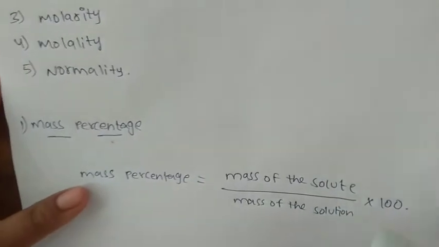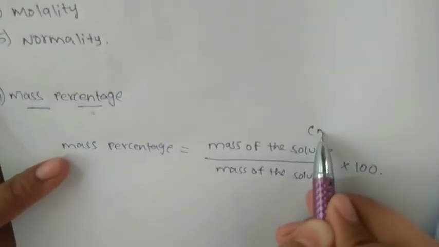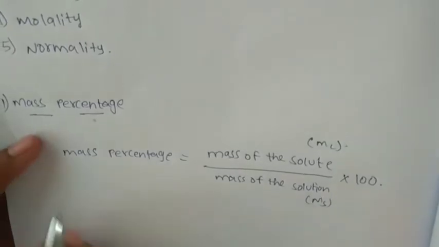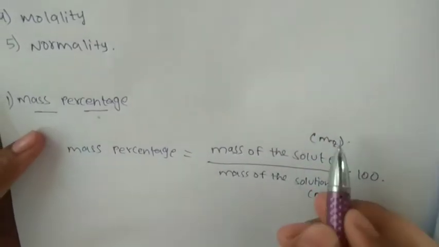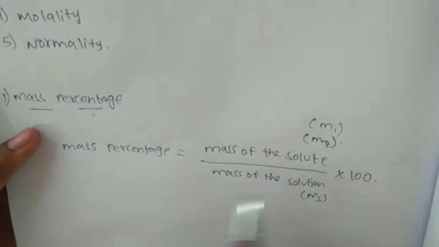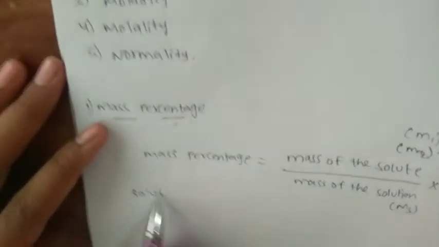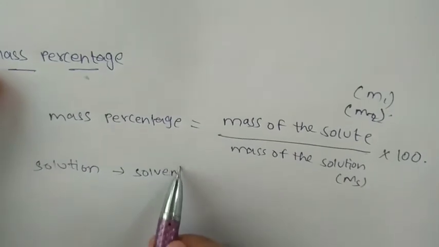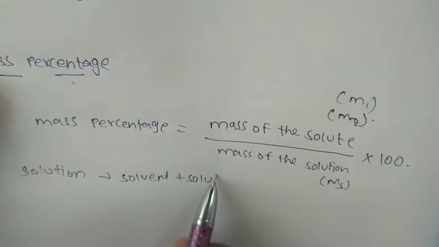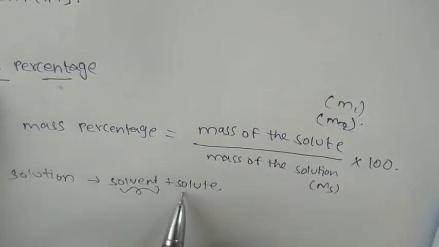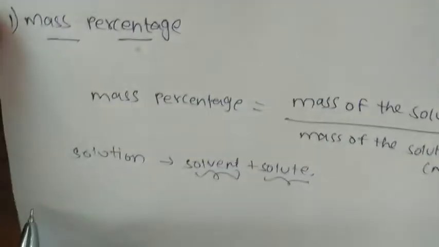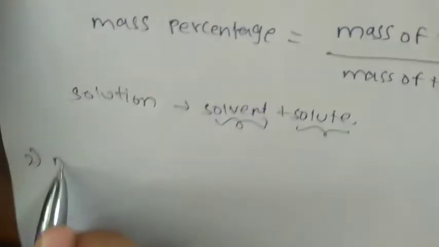In questions, the mass of the solute is denoted by M2 and the solution is M solution. Mass of the solvent is M1. Solution means it is a mixture of solvent and solute, solvent like water and solute like some crystal forms like sugar and salt. And now we go to the second one, mole fraction.